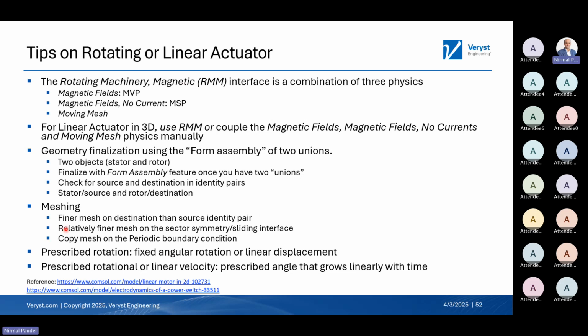And regarding the meshing, if you have that kind of combination, you have to make sure that the source and destinations are properly assigned, with a finer mesh on the destinations compared to the source. Also, if you have a symmetry or sliding interface, you also have to have some kind of mesh refinement so that the field coupling is done properly. But also in the periodic boundary condition, if you have some kind of periodicity, then you had better use a copy mesh feature. Some of the rotating machinery examples in COMSOL actually have that feature, so I would encourage you to refer to those.